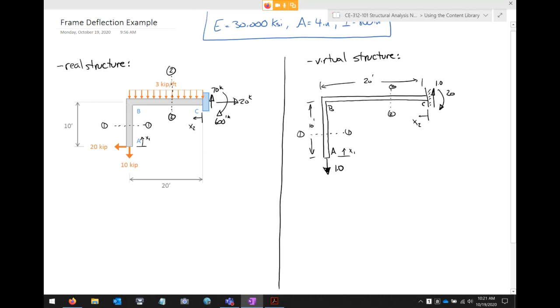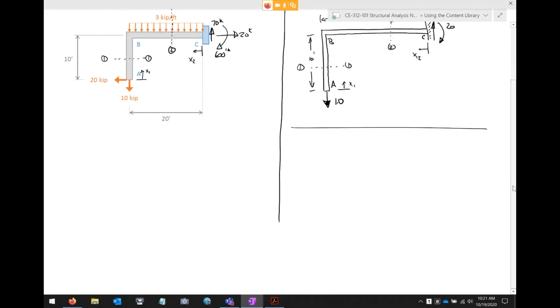All right. Let's look at the virtual structure first. Okay, so let's just follow along. So section 1-1, and we're going to say looking downward. All right. Now, here's the section.